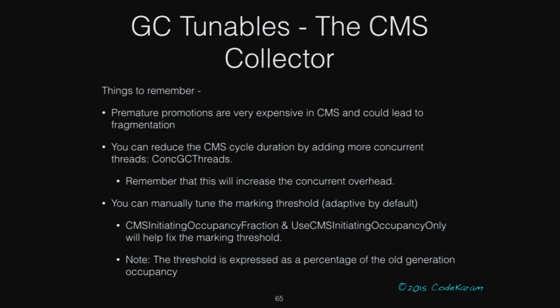You can reduce the CMS cycle duration by adding more concurrent threads. I think I mentioned that before, but this will increase the concurrent overhead. You can manually tune the marking threshold, which is kind of fixing it by providing that initiating occupancy fraction to whatever percent you want of your old generation. And then you say just use the initiating occupancy only, so use that fixed value for all my CMS cycles.